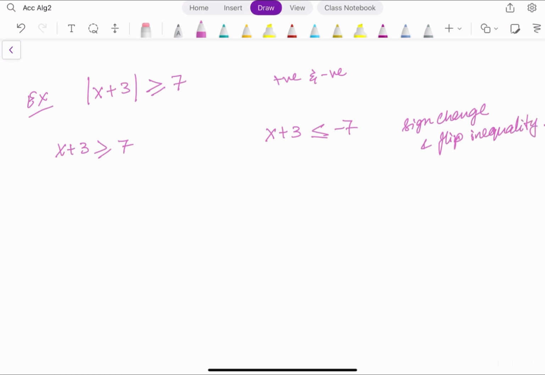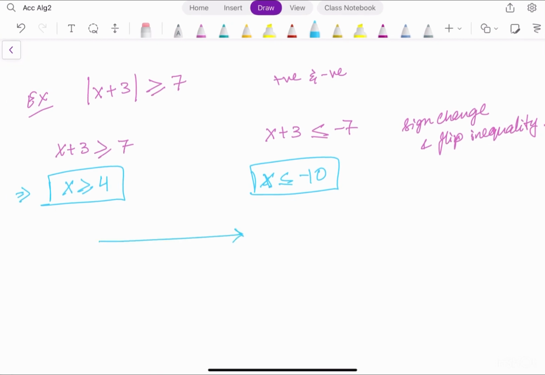So the positive case will give you the answer as x is greater than or equal to 4, and the negative case will give you the answer as x is less than or equal to negative 10. Now if you graph it, both of them involve the equal to sign, right? So it implies the closed intervals, right? So x is less than or equal to negative 10. So negative 10 or anything less than that. So it is facing towards the left.